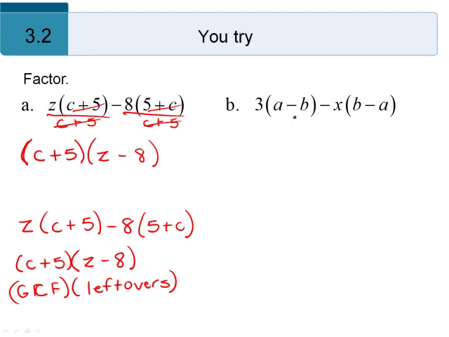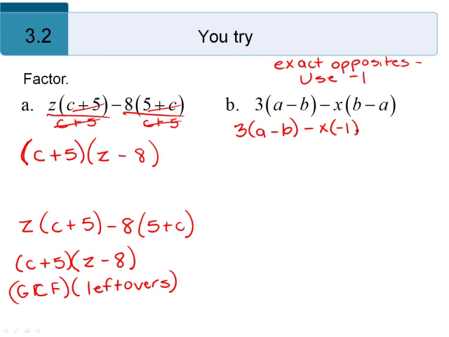So when you see that they're exact opposites, you're going to think -1, okay? So exact opposites, you're going to use a -1. So here's what happens. We keep the first parentheses exactly the same, okay? Bring down the negative x, and now what I'm going to do is factor a -1 out of the second set of parentheses.